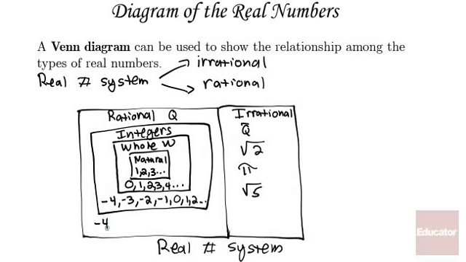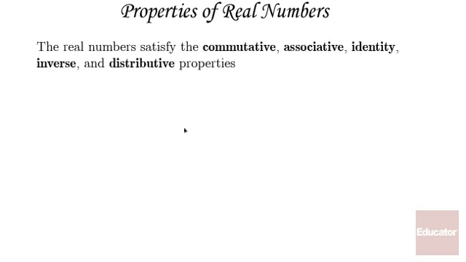In algebra, it's important to understand the properties of real numbers, what it is you're allowed to do and not allowed to do when working with real numbers. So recall the various properties: commutative, associative, identity, inverse, and distributive.